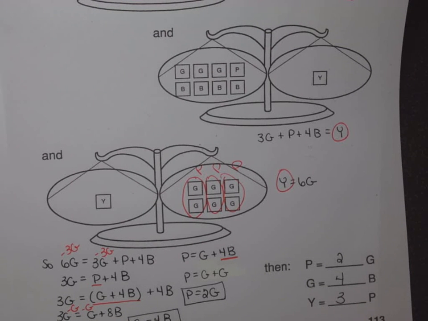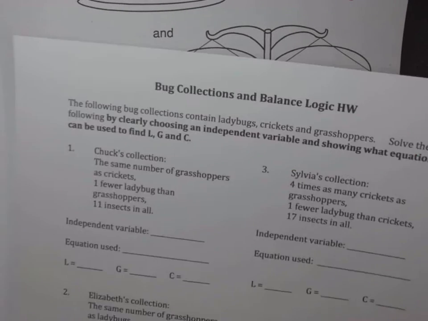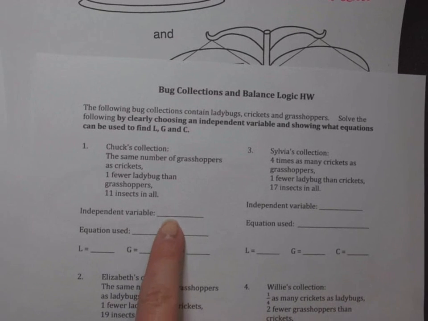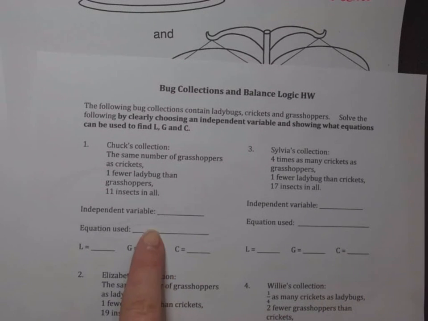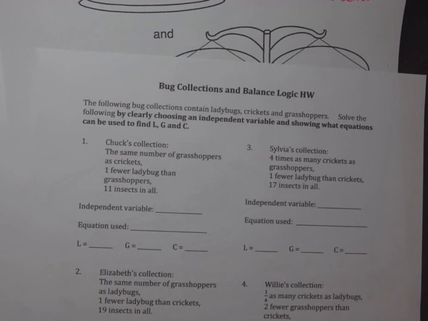All right, so on the bug collection problems for the homework, again, make sure you specify what your independent variable is. Make sure you tell me what equation you used. When I ask on the homework for equation use, let's glance at that together. What I'm asking you for is what independent variable did you pick? Try to pick the one that makes the most sense. What equation did you use would be what we started off with. Like you could say for collections 13, number 1, the equation we used was 7c plus 1 equals 15, and that's how we ended up solving for everything else.